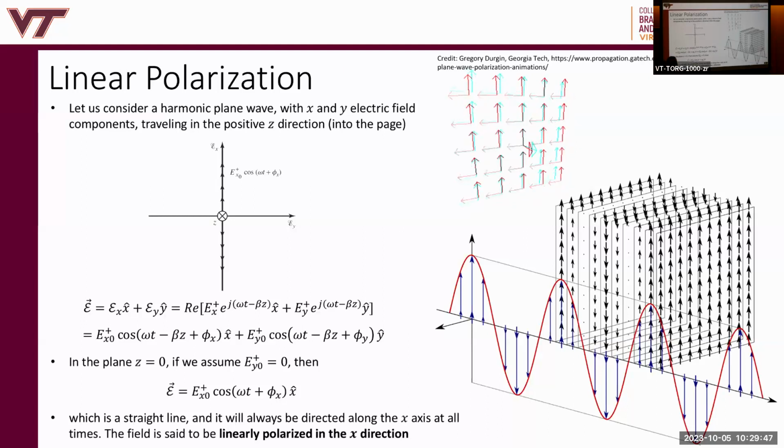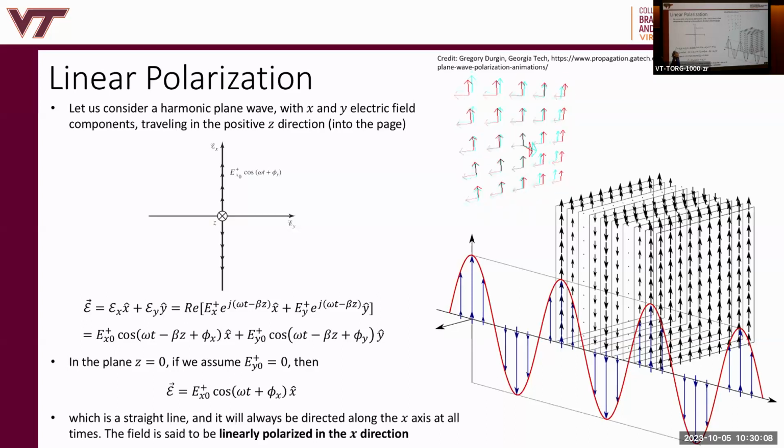So to consider the instantaneous forms of the electric field, the wave is traveling into the board, in the z direction. That's why x is vertical and y is horizontal, because x cross y always gives you z in a right-handed orthogonal coordinate system. All right.